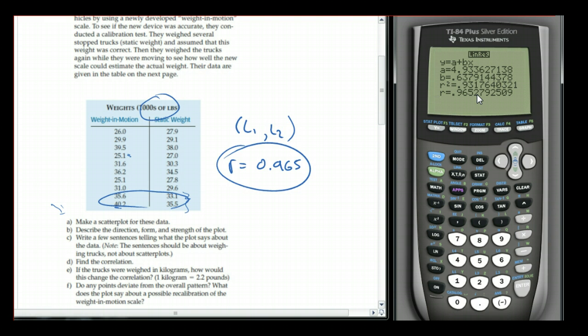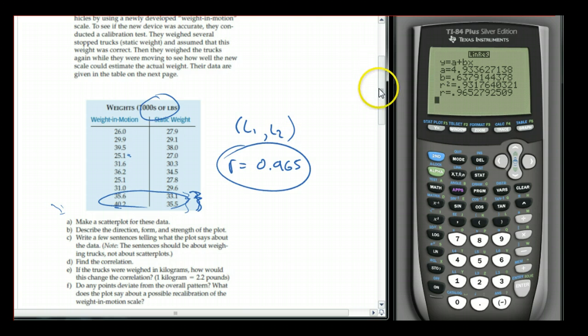So let's just look at this. Do any points deviate from the overall pattern? We already talked about that. These last two deviate. What does the plot say about the possible recalibration of the weigh in motion scale? Any answer is pretty good as long as you mention those 2 points. You can say something like, the scale doesn't seem to work as well when the weights are high, in this case over 30, 33 or 35 here. So that's that one.